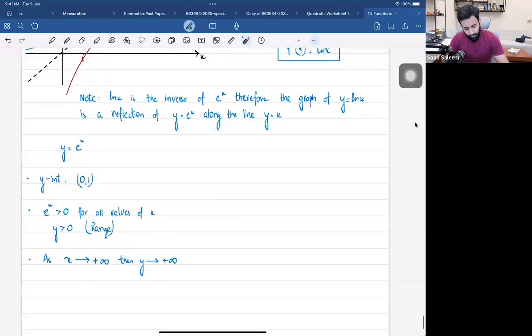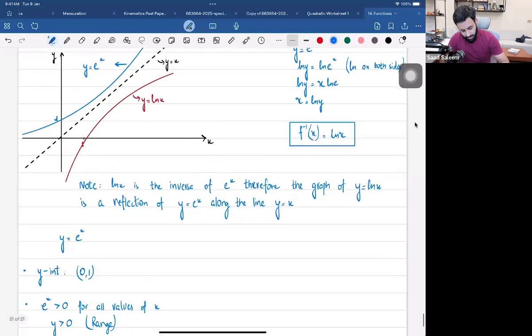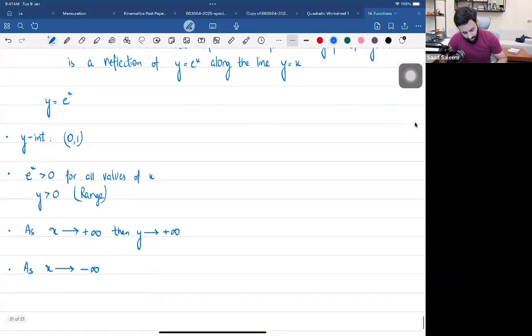Now, another important key point is this. As x approaches negative infinity, meaning on this side, then what happens? Y approaches 0. Y is not equal to 0, y approaches 0. This arrow suggests that it is approaching. It's not equal to 0, it's approaching 0.